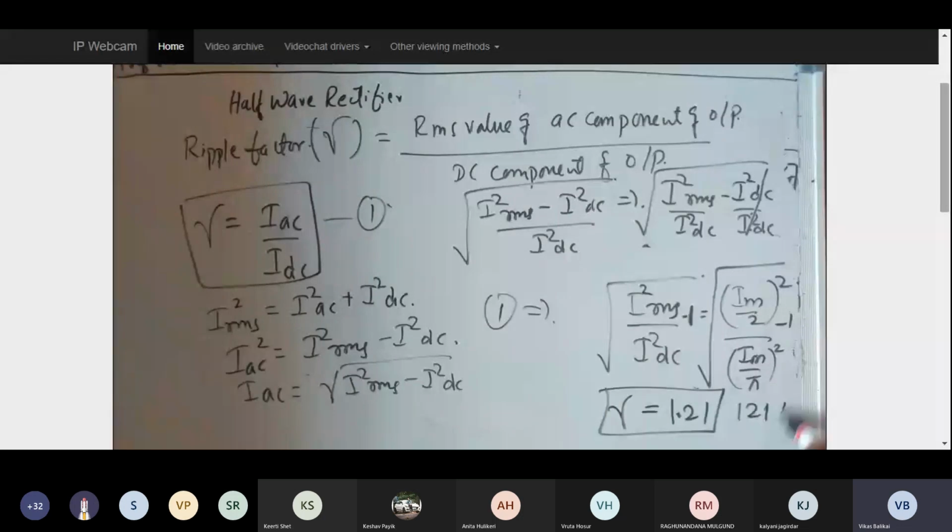The intention of this derivation is this. It says that when you consider the half wave rectifier and do the conversion from AC to DC, the efficiency is only 40%. What remains is only ripple content. To what extent is there ripple content? 121% of my entire signal is made up of ripples. So that is the basic intention of doing this derivation.